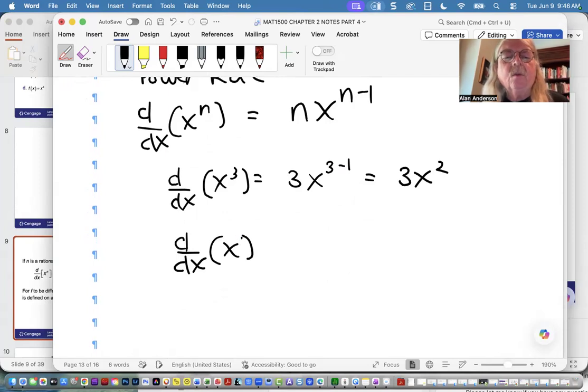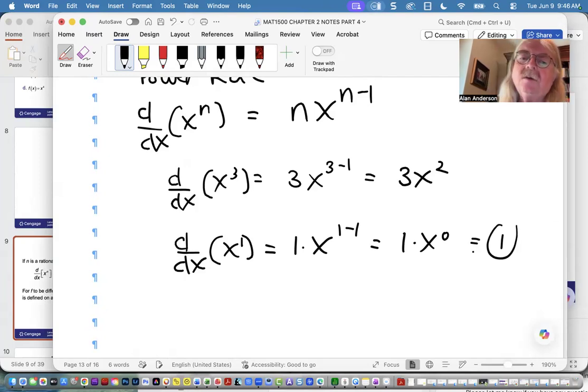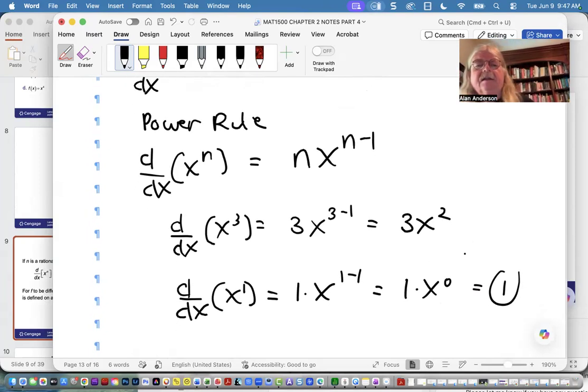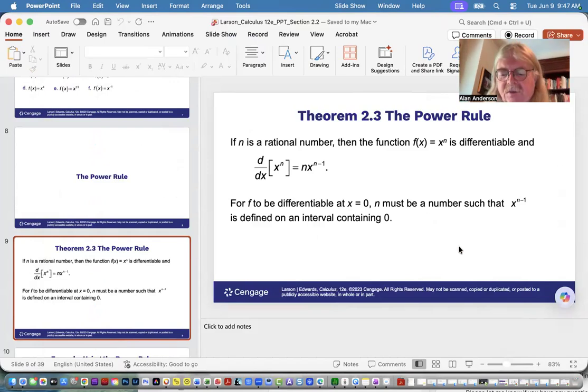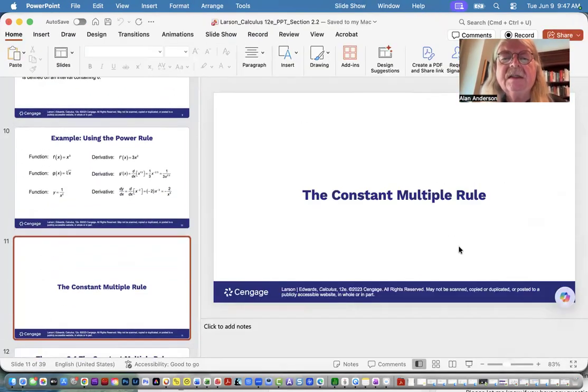remember there's an implied 1 exponent here. So therefore, we end up with 1 times x to the 1 minus 1, which is 1 times x to the 0. But 1 is just 1, x to the 0 is 1 as well. So this is 1. All right. And they give us a few other examples.